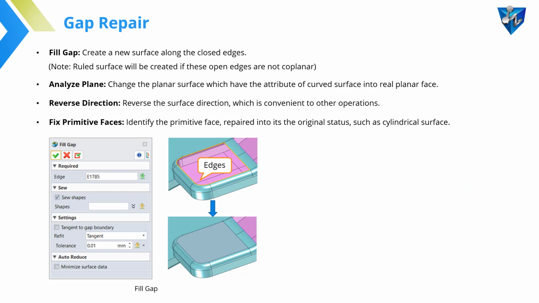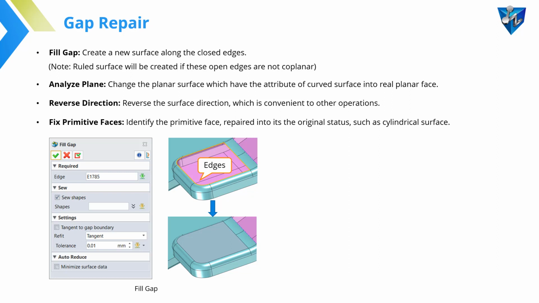Fifth, fill gap. With this function, a new surface will be created along the closed edges. Please note, a ruled surface will be created if these open edges are not coplanar. Sixth, analyze planar. With this function, a planar surface that has the attribute of a curved surface will be changed into a real planar face.